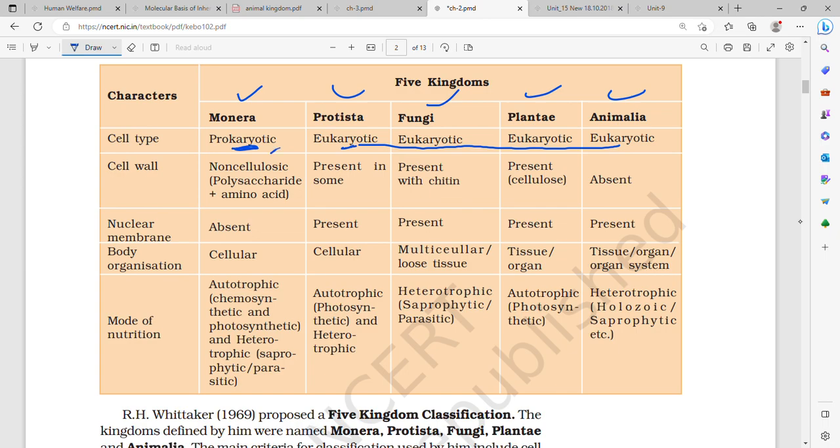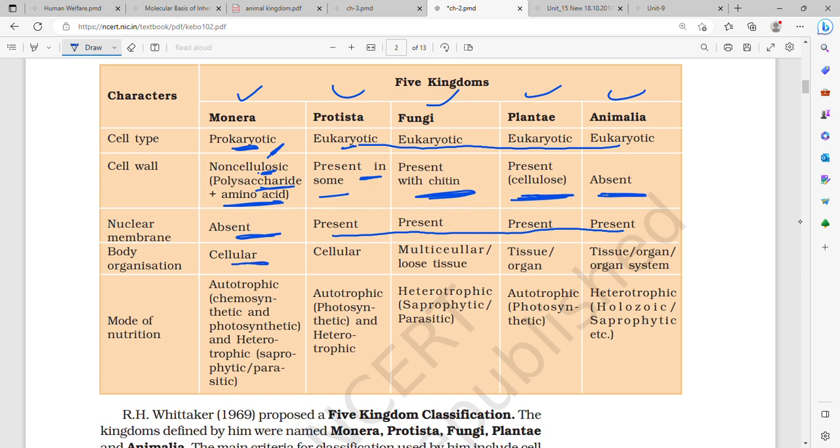So basically the prokaryotic cell is very primitive, whereas eukaryotic cells are very complex. In Monera the cell wall is non-cellulosic, made up of polysaccharide and amino acid. In Protista, cell wall is present in some, such as the proteinaceous covering in Euglena, which we will see ahead, called the pellicle. In fungi, a chitinous cell wall is present, with chitin as the major component, as well as hemicellulose and pectin. Plantae have a cellulosic wall. In Animalia, the cell wall is absent. The nuclear membrane is absent in Monera. In Protista, Fungi, Plantae, Animalia, it is present because they are all eukaryotic.